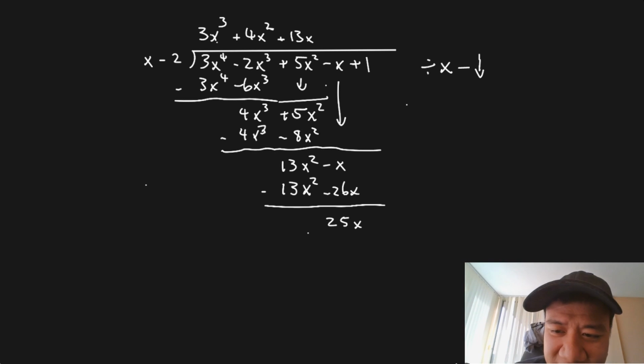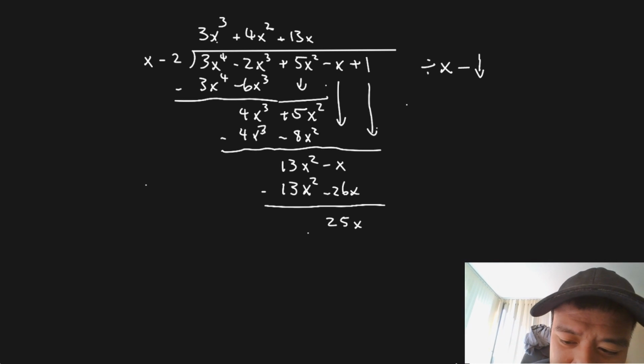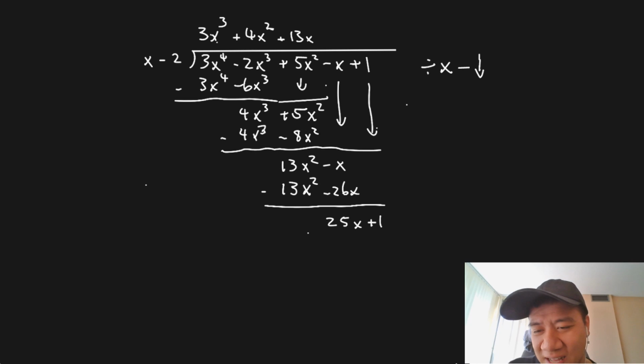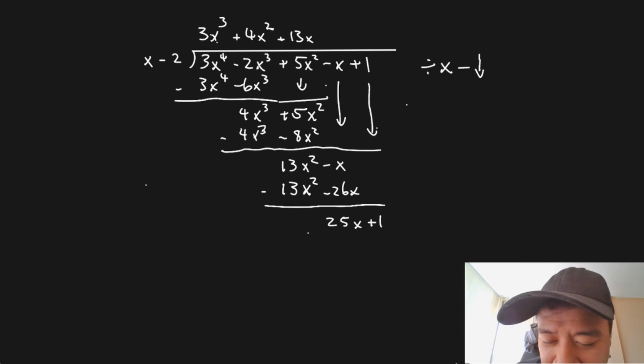Alright, last step is bring down. Since this is the last term, we just need to do this rotation one more time, and then we're done. We're going to have a quotient up here, the result, and we're going to have some remainder down here. You're going to see soon. Okay, so division.